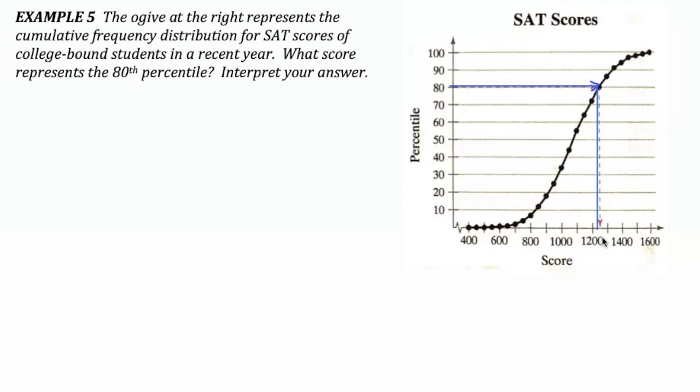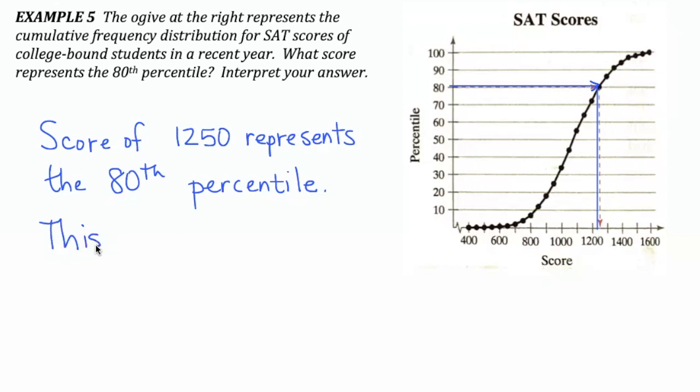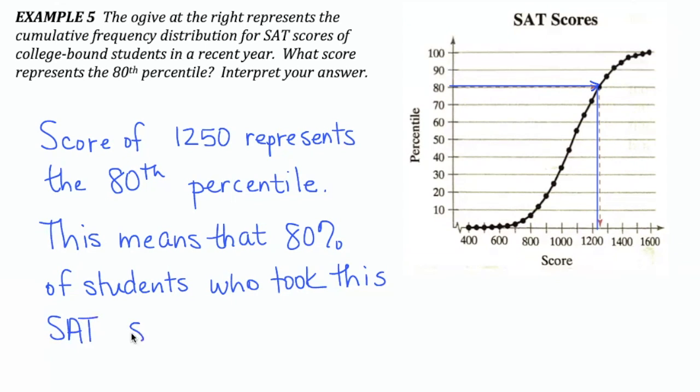Once you find the corresponding point, you're going to read down on the graph, estimate the SAT score that corresponds to this percentile. So it looks like it's about halfway between 1200 and 1300. So I might say something like a score of 1250 represents the 80th percentile. For the interpretation, this means that 80% of students who took this SAT scored below 1250. And very often standardized tests are reported that way so that you know how you did in comparison to others, which is why this is a measure of position.